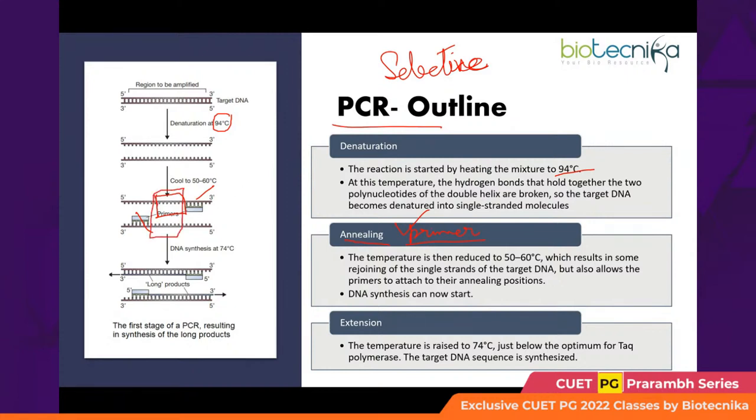So in annealing, we want the primer to attach. If we keep the temperature this high, the primer cannot attach, so we have to lower the temperature. The temperature is reduced to 50 to 60 degrees so that the primer can attach to its complementary sequence. As we lower the temperature, there's a very good chance that the two DNA strands can also join again by complementarity. That is avoided by adding primers in higher concentration. Once the primers have attached, DNA synthesis can start.